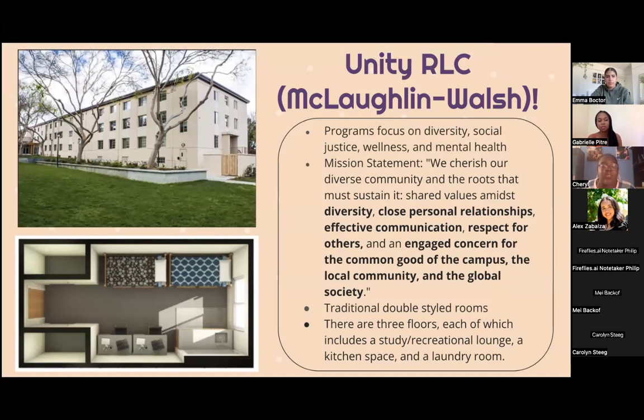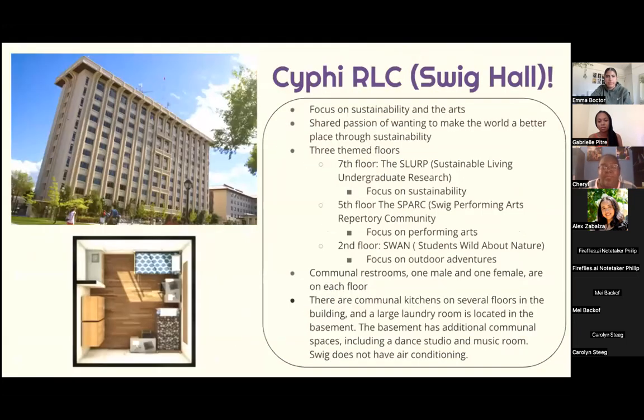McLaughlin Walsh includes traditional double-styled rooms, so that's what you'll see at most campuses. And there are 3 floors within this residence hall, each of which includes a study or recreational lounge, a kitchen space, and a laundry room.